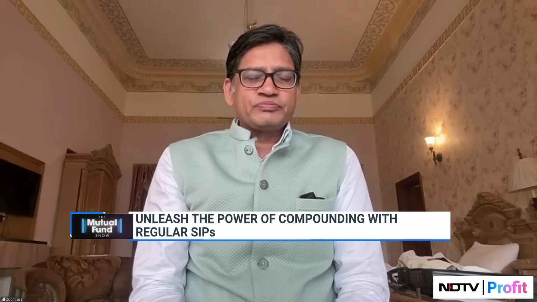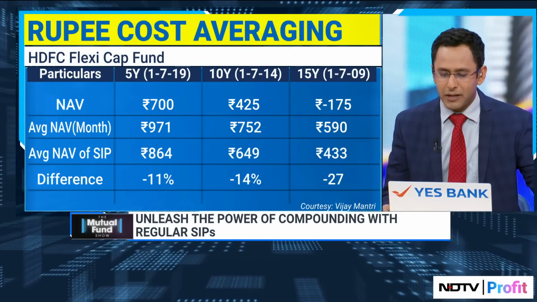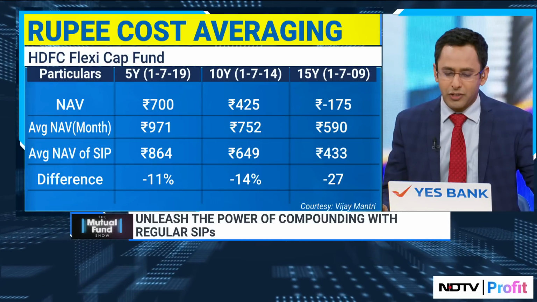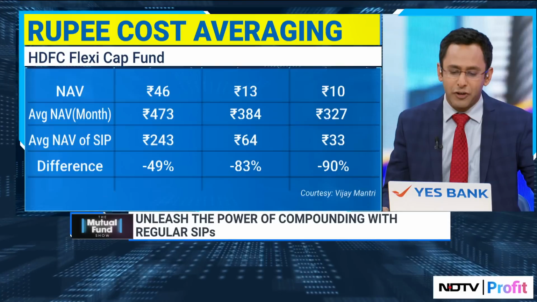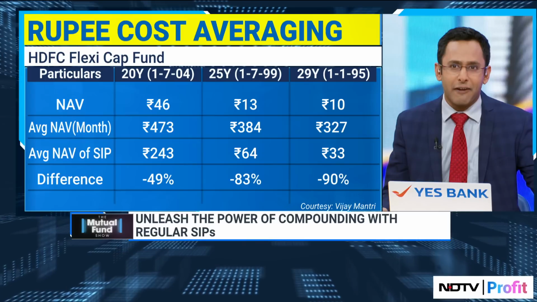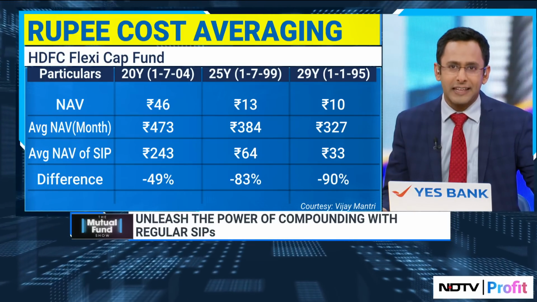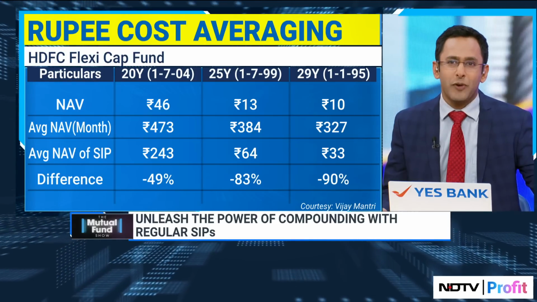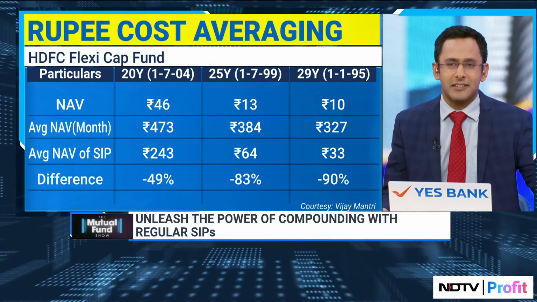Take that advantage. Vijay, you've sent me one fund, and this is, of course, not recent data. It's actually just a little bit dated, but it's still relevant for the purposes of this illustration. We've looked at the HDFC FlexiCap fund, and we've looked at a 5-year period, 10-year period, 15-year period, and we've gone all the way up to a 29-year period. And we've talked about how there is a divergence in the average NAV for the month and the average NAV of the SIP that you would do, or the systematic investment plan. Can you explain the numbers that are contained in this table?